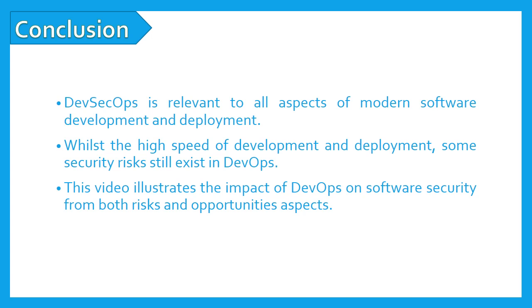Conclusion. DevSecOps is relevant to all aspects of modern software development and deployment. Despite the high speed of development and deployment, some security risks still exist in DevOps. This video illustrates the impact of DevOps on software security from both risk and opportunity aspects with the use of tools.